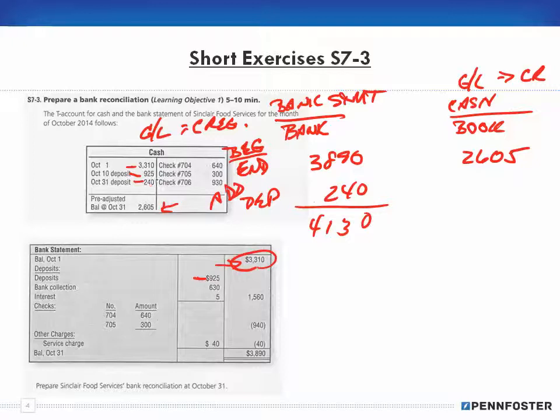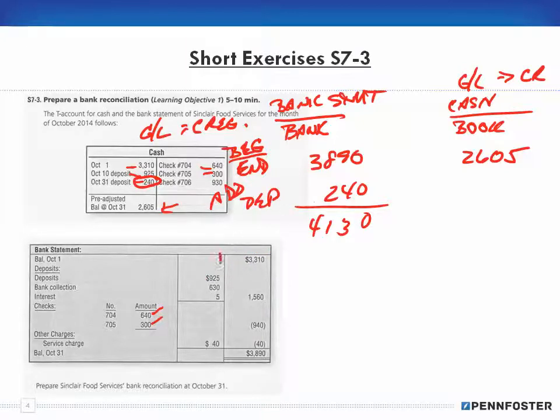All right, so this here is okay. We have check 704 for $640. Well, there it is right there. So that's on there. 705 for $300. That's on here. But we have a check for $930, which is not on our bank statement.